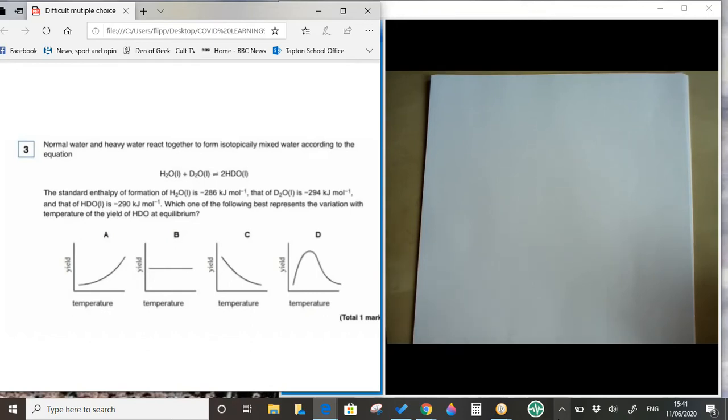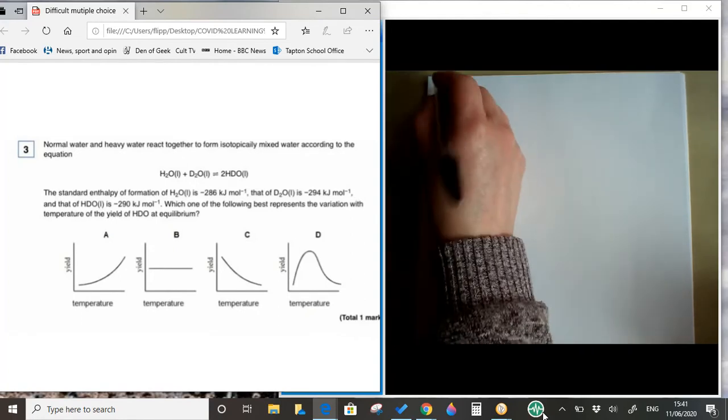Right, I'm just going to go over some multiple choice that a few of you have been finding difficult. So the first one is question 3 on normal water and heavy water reacting together, and we want to look at how the yield varies with temperature.